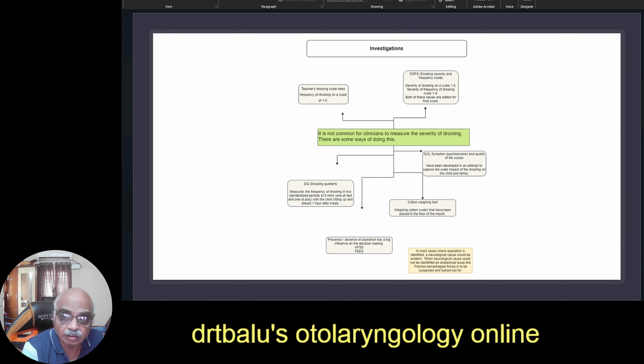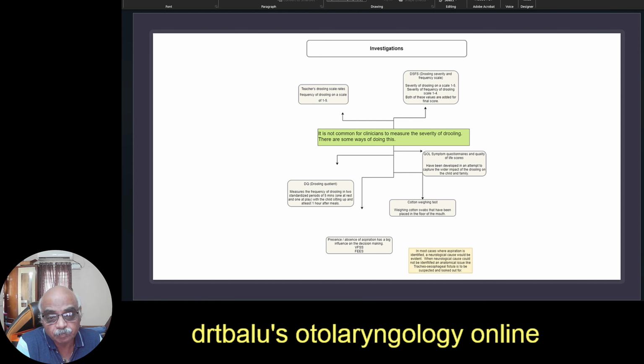In fact, in the majority of scenarios, clinicians overlook this aspect of assessment of the patient. So then there is something called drooling quotient. This actually measures the frequency of drooling in two standardized periods of 5-minute intervals. One is at rest and one is at the time of play.